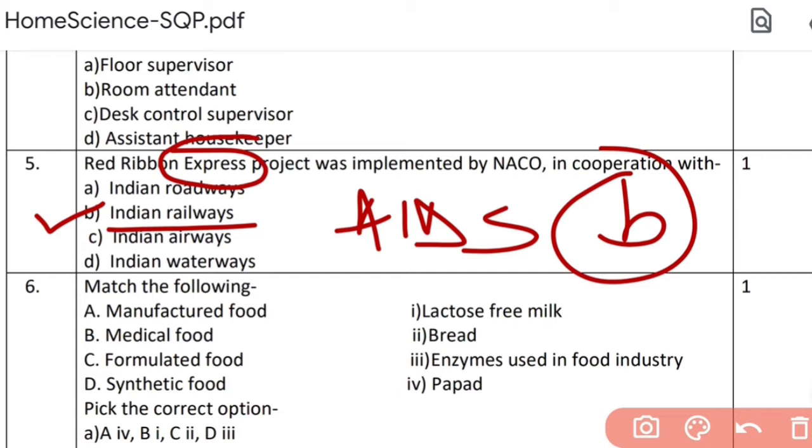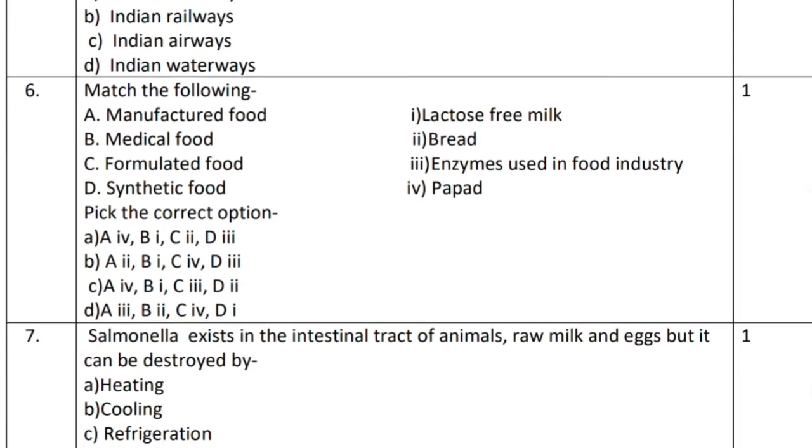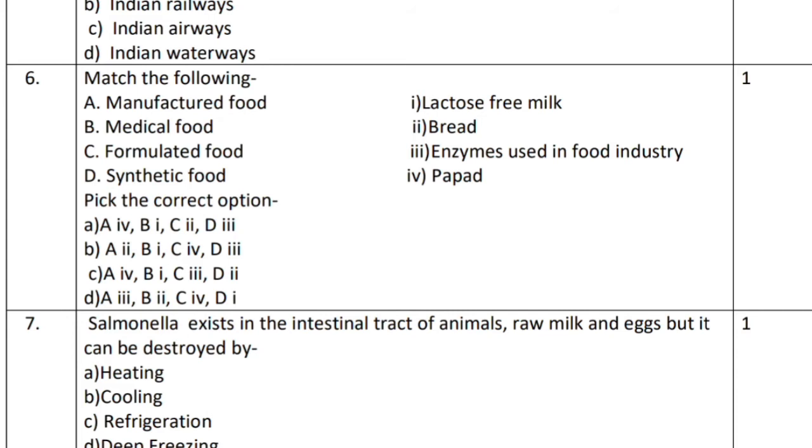Then you have match the following. I won't give you the choices now. Manufactured goods, medicinal goods, formulated food, synthetic food, and the choices are lactose-free milk, bread, enzymes used in the food industry and papad. Now can you tell me, make a guess which is the right answer? Think over it. Which is the right answer? Now when we talk of manufactured foods, do you remember what are manufactured goods? So what will be your answer?